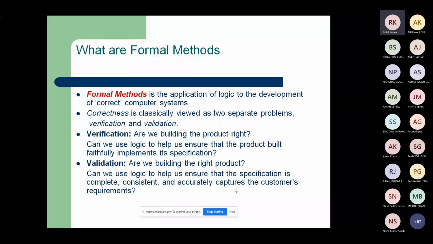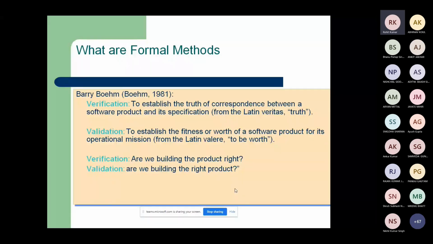So always try to differentiate between verification and validation. This definition has been given by Barry Boehm, who specified that verification is to establish the truth of correspondence between a software product and its specification. It has been derived from the Latin word veritas, which means truth. That means establishing truth between what? Between your original degree and the Xerox. That means there is no mismatch between the original degree and the Xerox.